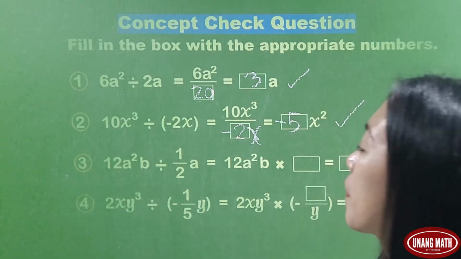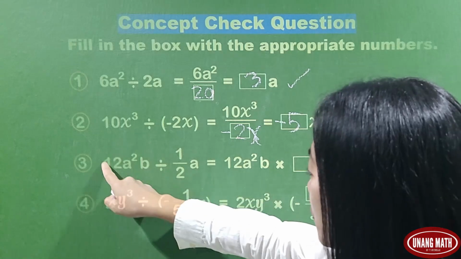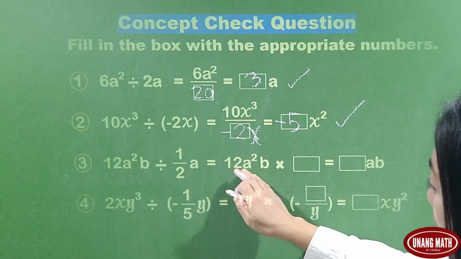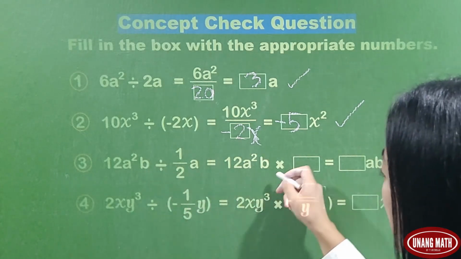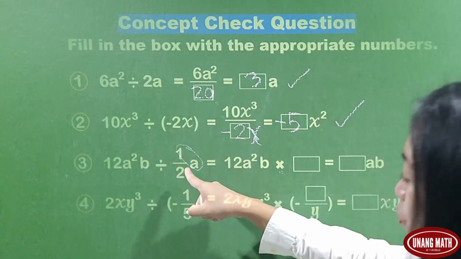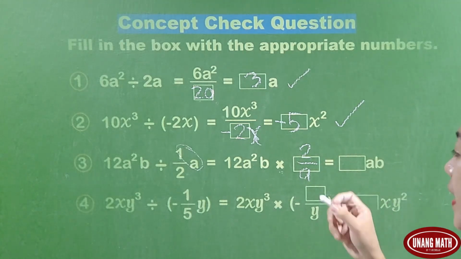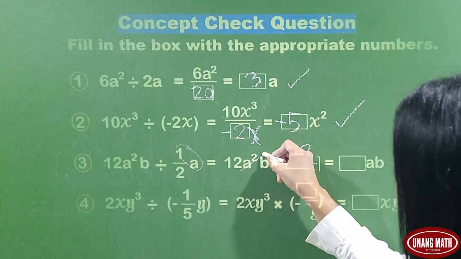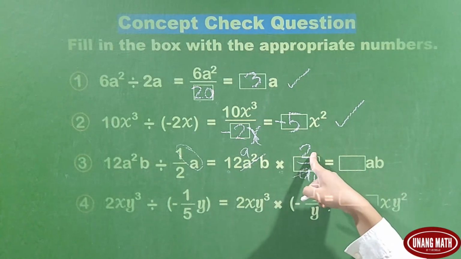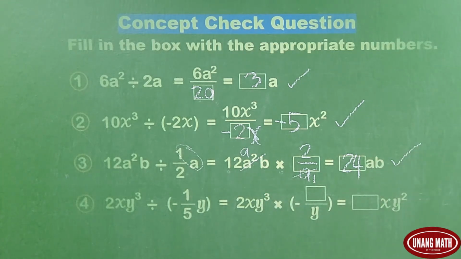Let's move to number 3. This time using the reciprocal. So we will be multiplying this first monomial by the reciprocal of the second monomial. So first, copy 12a squared b. Division becomes multiplication. This is 1a or a over 2. So the reciprocal is 2 over a. Before multiplying, let's simplify. a and a squared can be simplified. So this is 1, this is a. 12 times 2, that's 24. And then, a times b is ab. So we have 24ab.